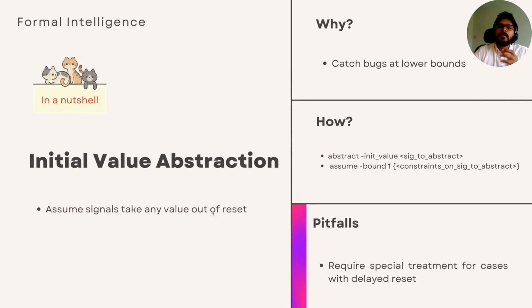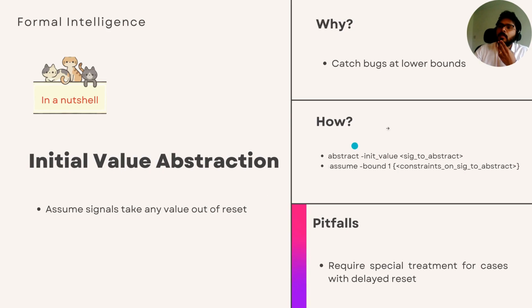Initial value abstractions allow any signal to take any value out of reset, regardless of what value the RTL is driving it to. Why do we need this? The primary goal is to reduce the length of counterexamples and identify the bugs more efficiently and quicker. Here is how you can achieve initial value abstraction.